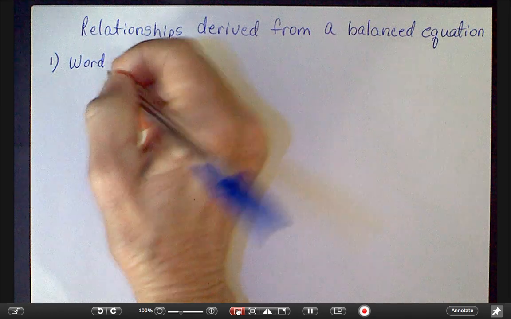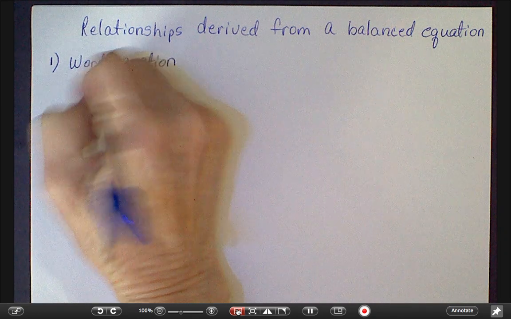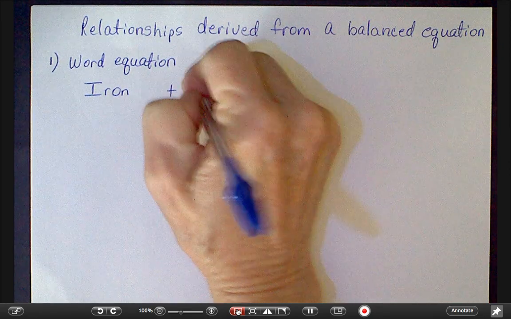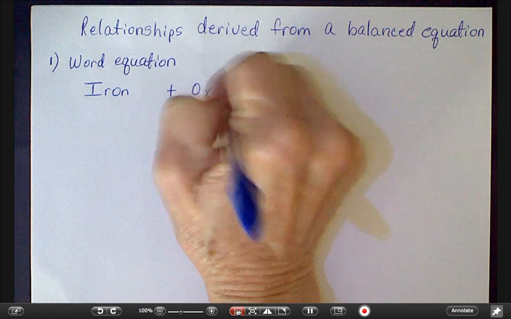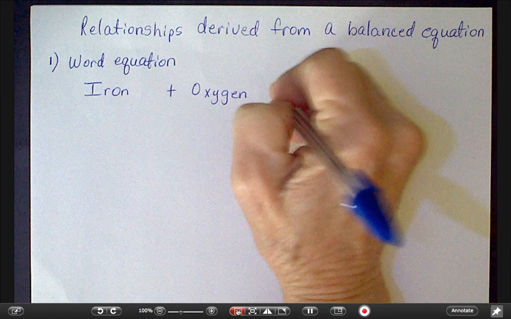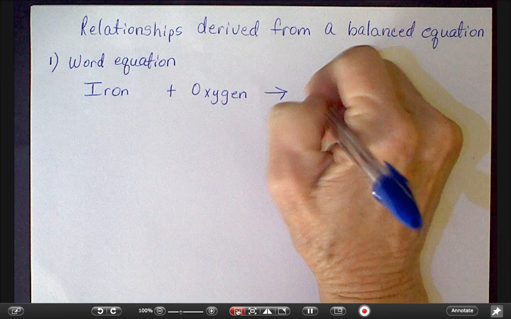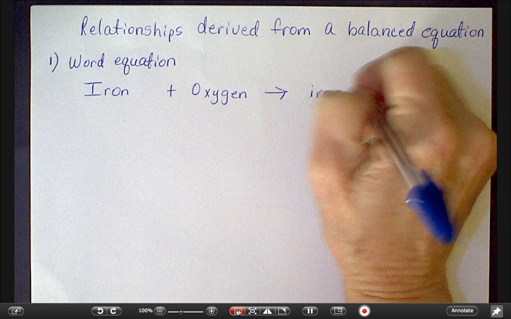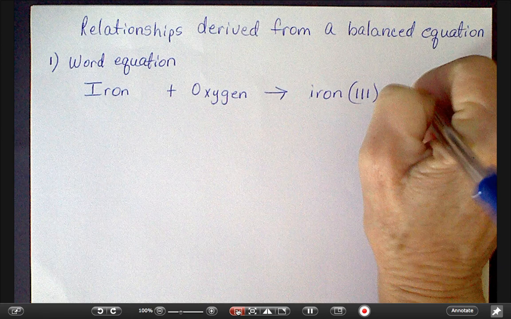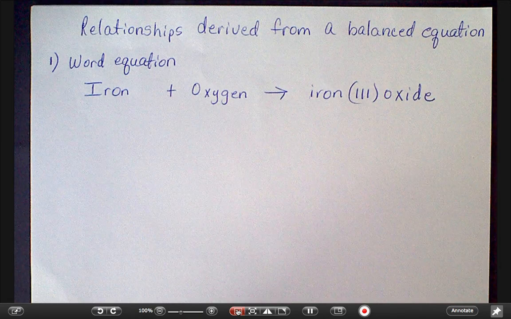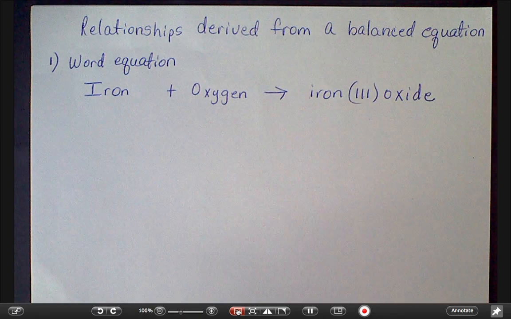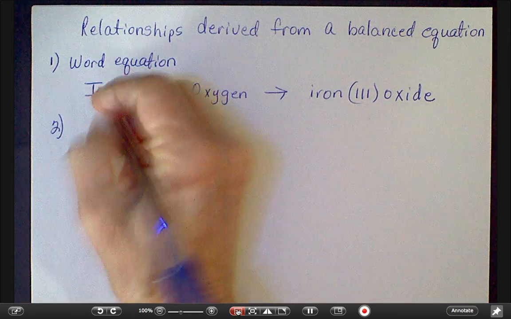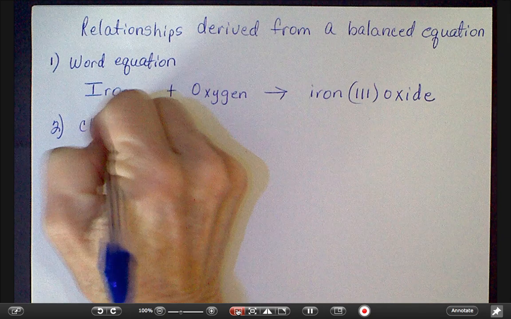Okay, so we're looking at iron. Start off with a word equation: iron plus oxygen produces iron 3 oxide. Okay, so everything starts off in words, so to speak. From the word equation, we can write a chemical equation.